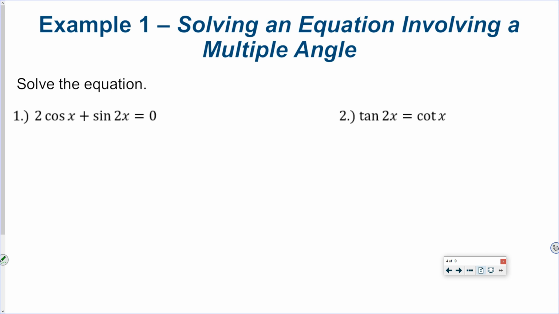It doesn't say on the interval from 0 to 2 pi, so I'm going to have to add in that plus or minus 2 pi n, just like before. This is a good review for our quiz on Thursday.